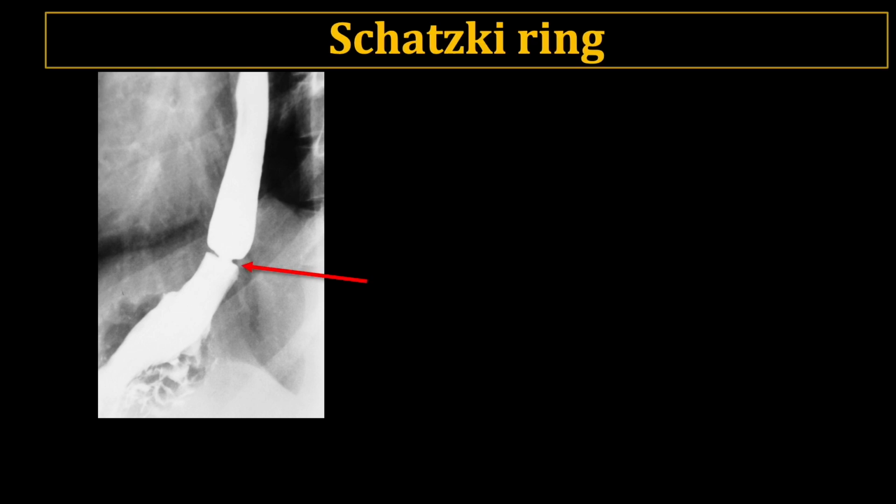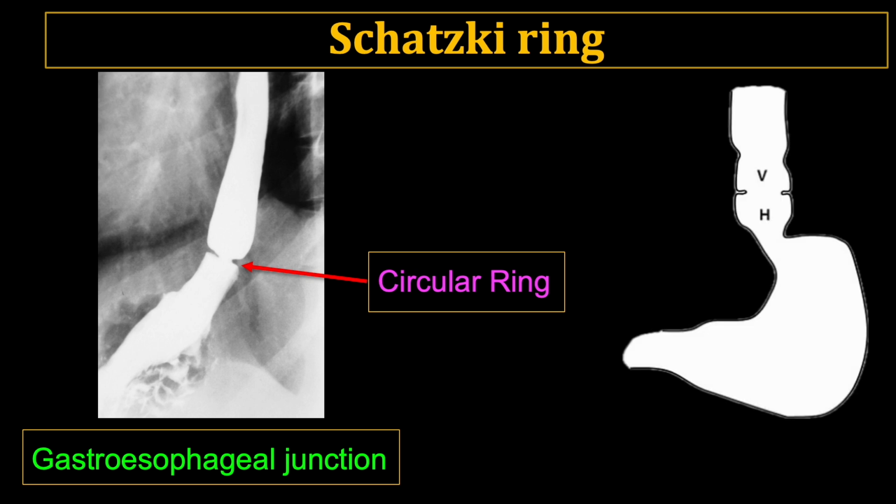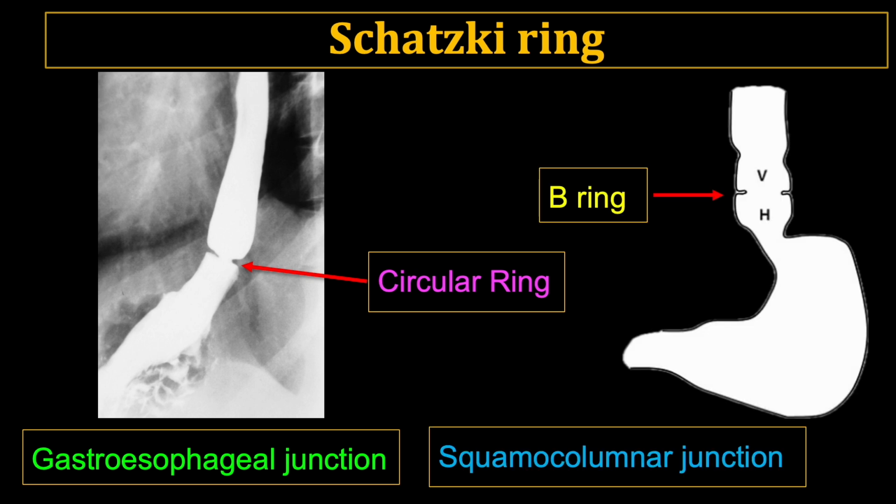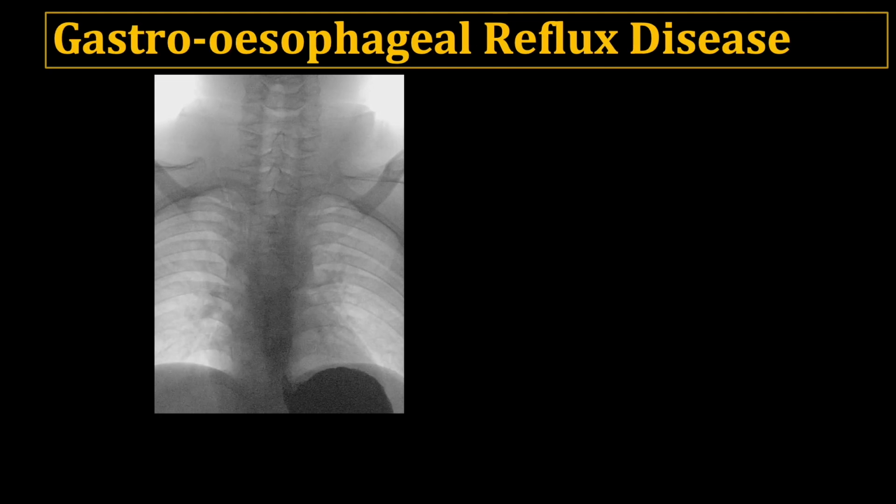Another condition similar to post-cricoid web that causes esophageal dysphagia is Schatzki ring. It is a circular ring that is located at the level of the gastroesophageal junction. It usually corresponds to the squamocolumnar junction, also referred to as the B ring. This is often asymptomatic. It becomes symptomatic if the caliber of the esophagus becomes less than 13 mm. We discussed rings and webs of the esophagus. These two are quite uncommon conditions of the esophagus.